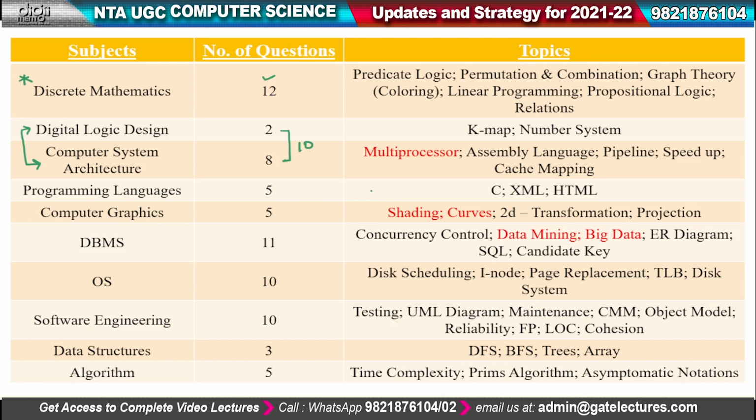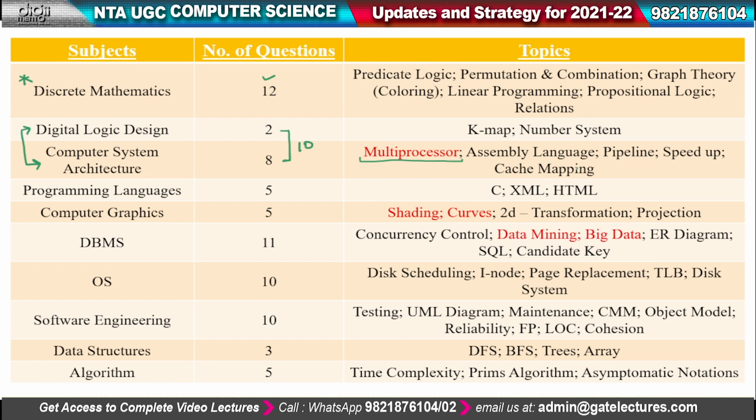Then from computer system architecture, one question was from multiprocessor. Now this is marked in red. Why is this marked in red? Because when earlier exams were held, multiprocessor was in the subject, but questions were not asked from multiprocessor, right? So now in 2020, they have given one question from multiprocessor. Then we have assembly language. From assembly language they give you questions like what will be the value of the accumulator and so on.